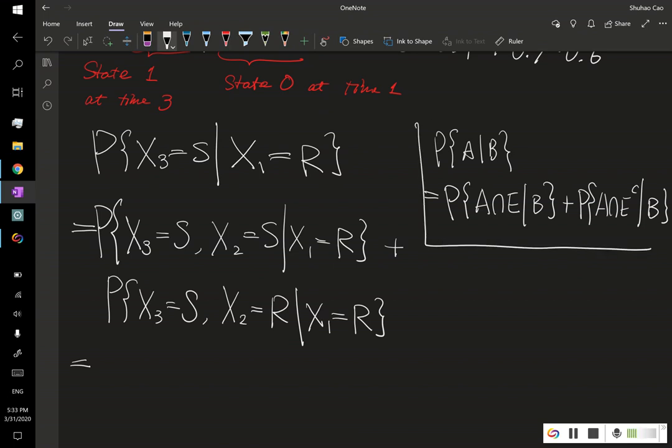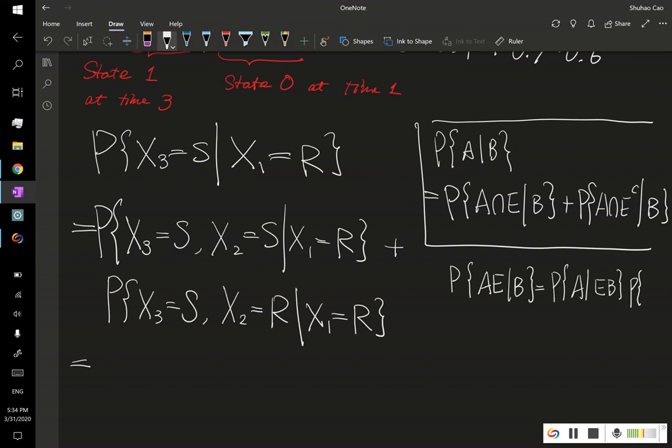So this is one formula we're going to use, and another formula we're going to use is, if we have three events, for example A intersected with E conditional on B. This is actually the probability of A conditional on E and B, times the conditional probability of E given B. So this is by the definition of conditional probability.